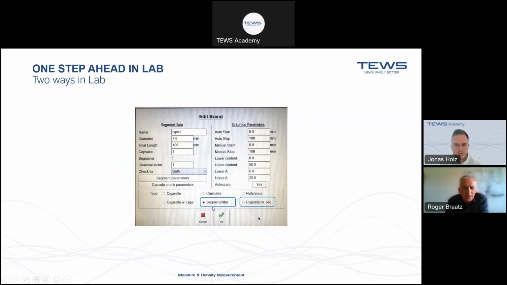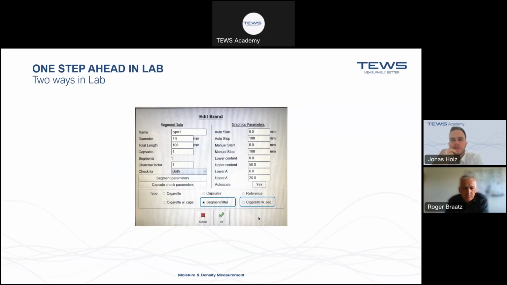capsules before was followed by an integration of capsules inside the finished cigarettes. And also here we showed now the sample for a segment filter rod with no tobacco, but for multiple filters together in one 10 millimeter piece of filter rod. And of course, we also measure a cigarette with a segment filter in the tip. So this all can be selected in the brand setting.